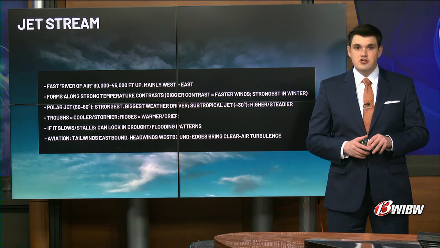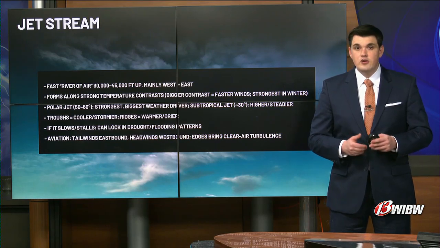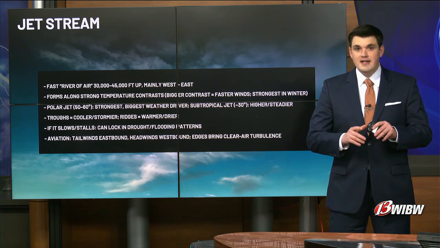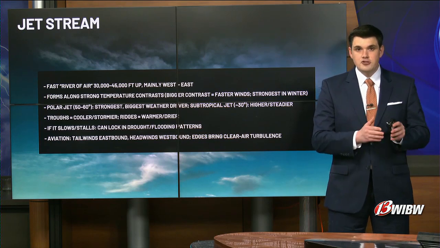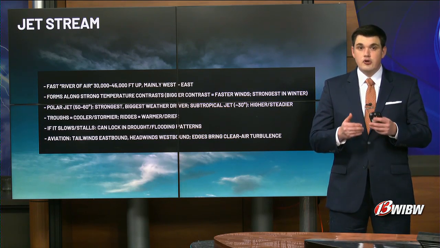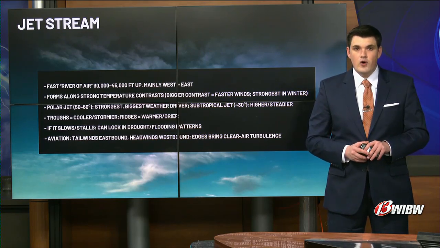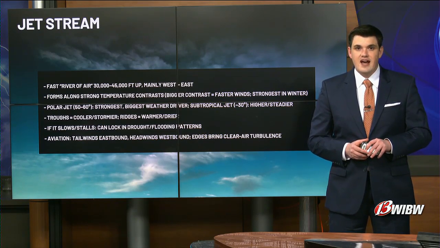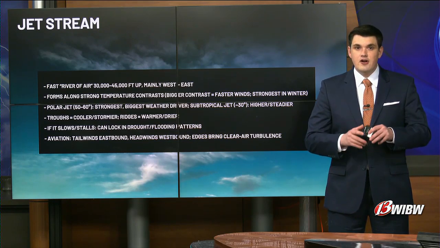The greater the temperature difference, the faster the wind, which is why jet streams are usually quicker in winter. There are two main types in each hemisphere: the polar jet, located between 50 and 60 degrees latitude, which is stronger and has the most influence on weather, and the subtropical jet, found closer to 30 degrees latitude, which is generally higher and steadier.